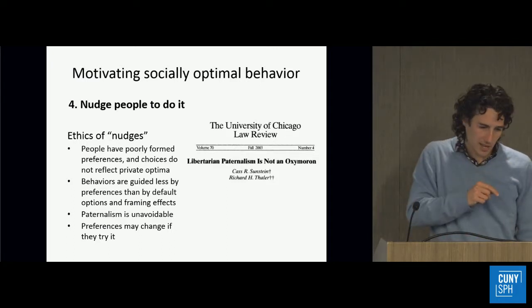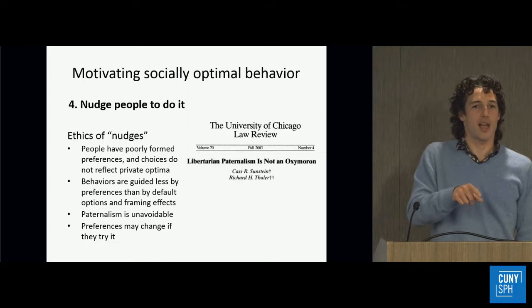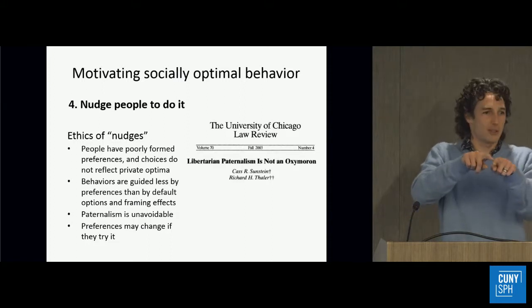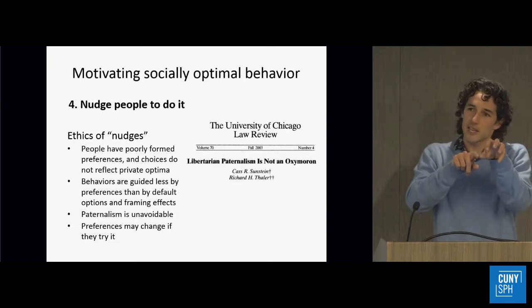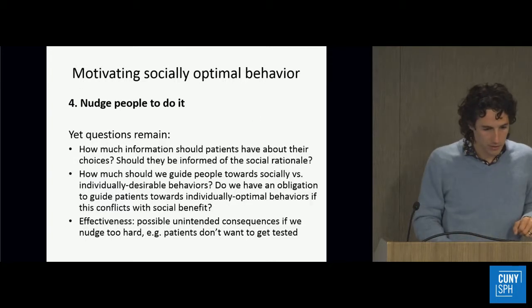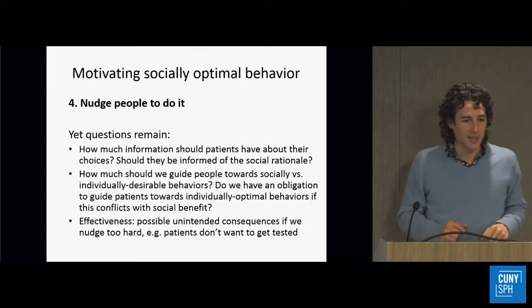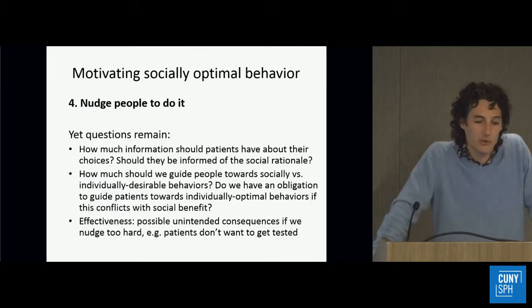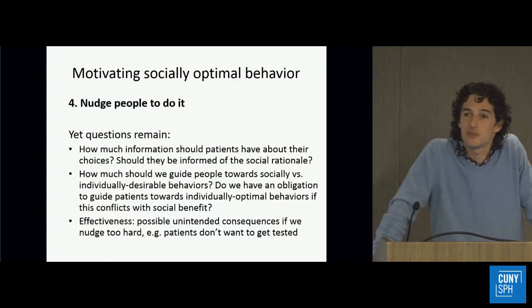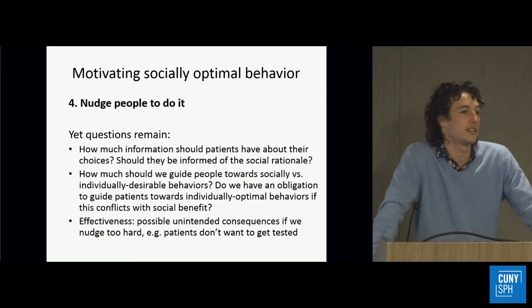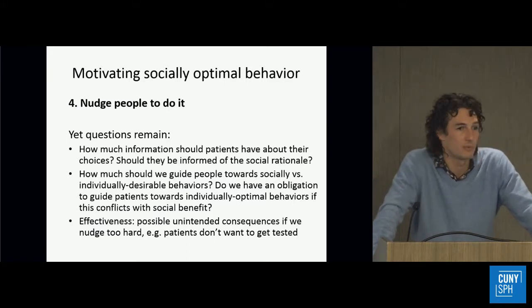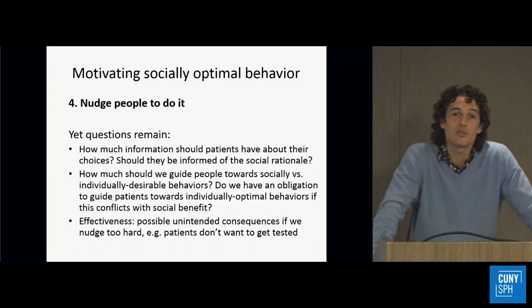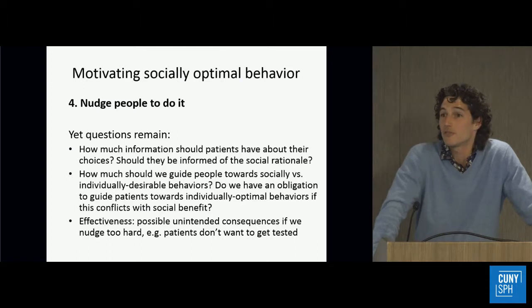And going back to the McCoy study, preferences may actually change if people try it. And so there's this feedback loop from this argument about changing the cascade, perhaps back to demand for ART. But questions remain. How much information should patients have about their choices? Should they be informed about the social rationale? How much should we guide people towards the social optimum when we nudge versus their individually preferred optimum when those differ? What's our obligation? Is it to society or to the patient?